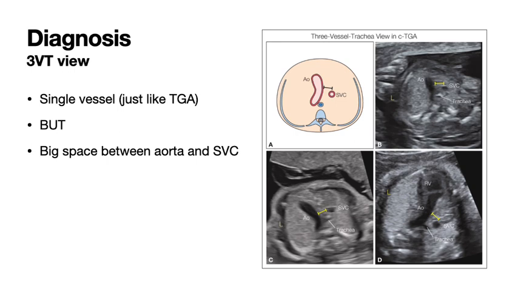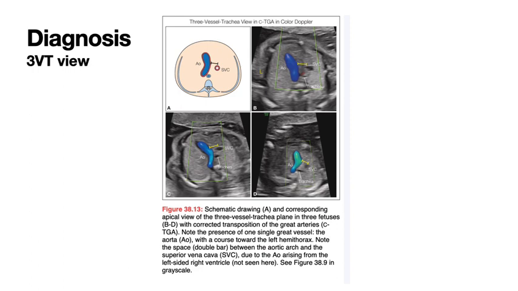In the 3-vessel trachea view, there's often a single vessel, just like in transposition of the great arteries. But in the congenitally corrected form, there is a big space between the aorta and the SVC. All right, here's some more examples of how far away the SVC is from the aorta. Typically, a 3-vessel trachea view that includes the aorta has this SVC right next to it.